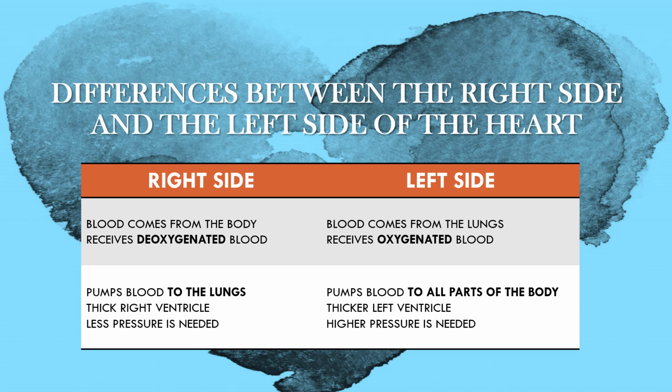We will now learn about the left side. The blood on the left side is coming from the lungs. Thus, it receives oxygenated blood. As the left side of the heart pumps the blood to all parts of the body, the left ventricle must be thicker compared to the right side, so as to produce high pressure and more force in order to deliver this blood to all parts. This is the difference between the right side and the left side of the heart.